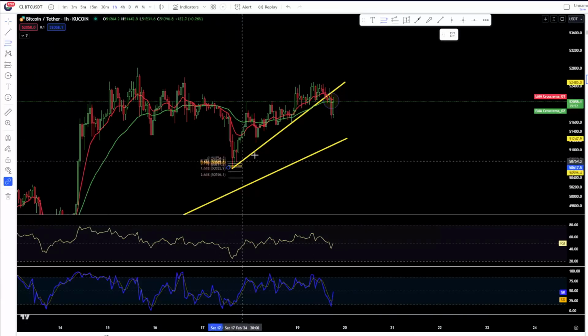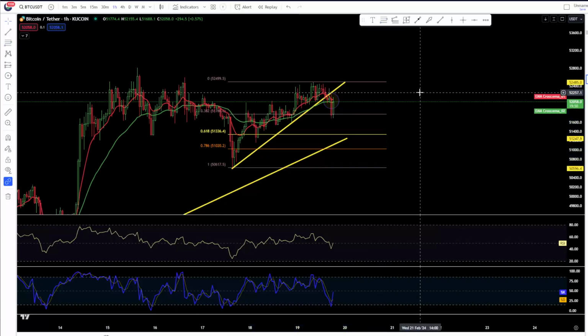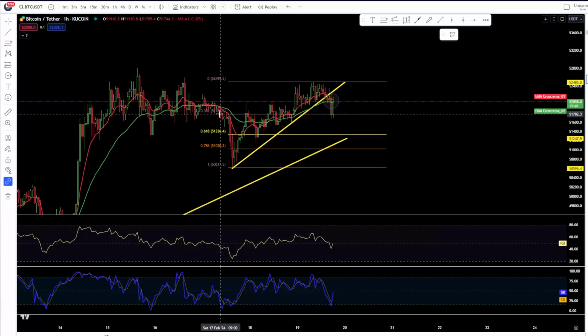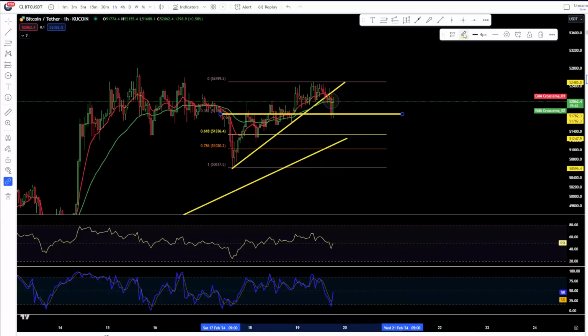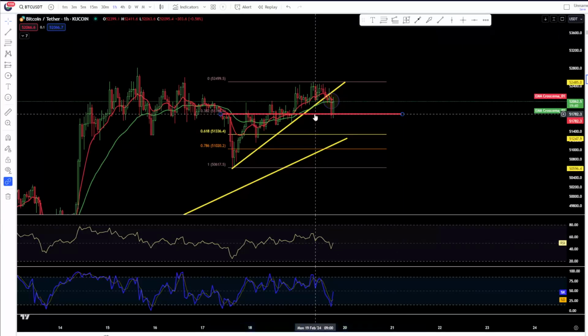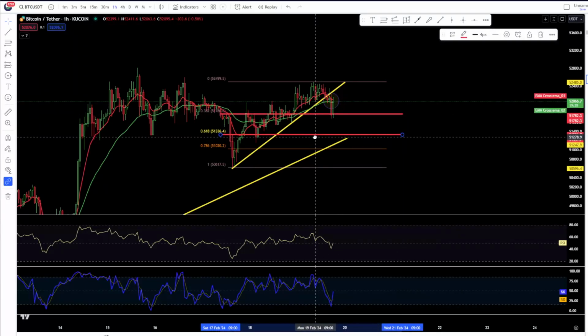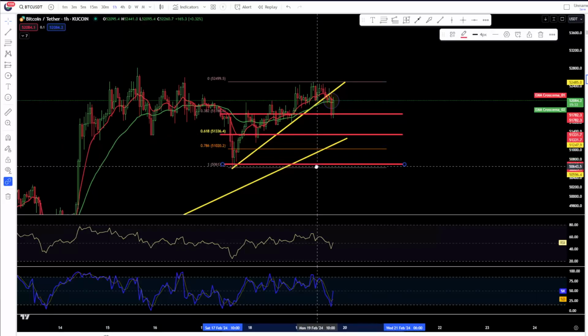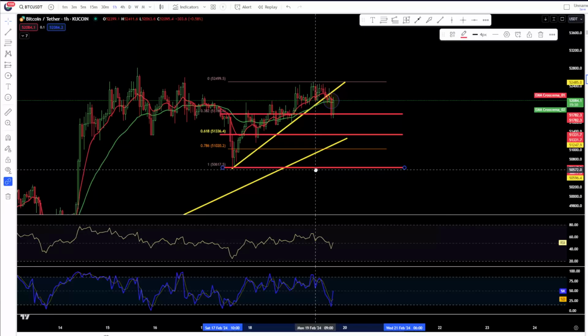Now we can move on to marking support areas in the event of a correction. And here, first of all, you can see support which currently maintained the decline at the level of $51,782. Then you can see support at the price of $51,331, and then strong support at the level of $50,611.